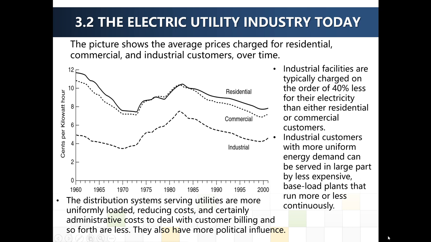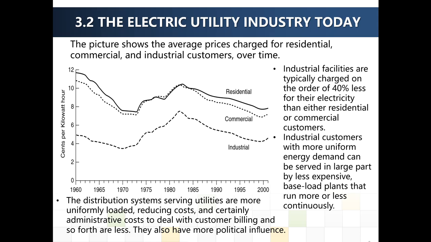Industrial customers usually have a uniform energy demand and can be served by a large part of less expensive baseload plants, such as coal, and they can run more or less continuously. And nuclear power plants are also usually used to serve the industrial load.